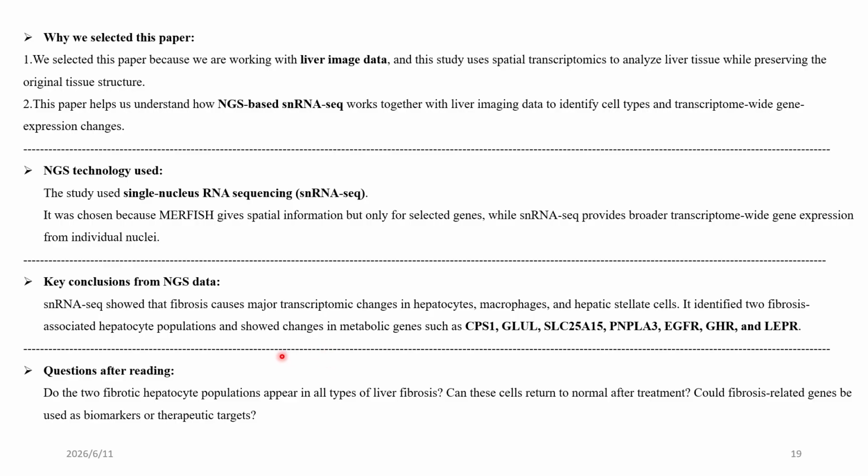So the questions after reading this research paper are: do the two fibrotic hepatocyte populations appear in all types of liver fibrosis, and can these cells return to normal after treatment? Could fibrosis-related genes be used as biomarkers or therapeutic targets? So it will be useful in future studies.